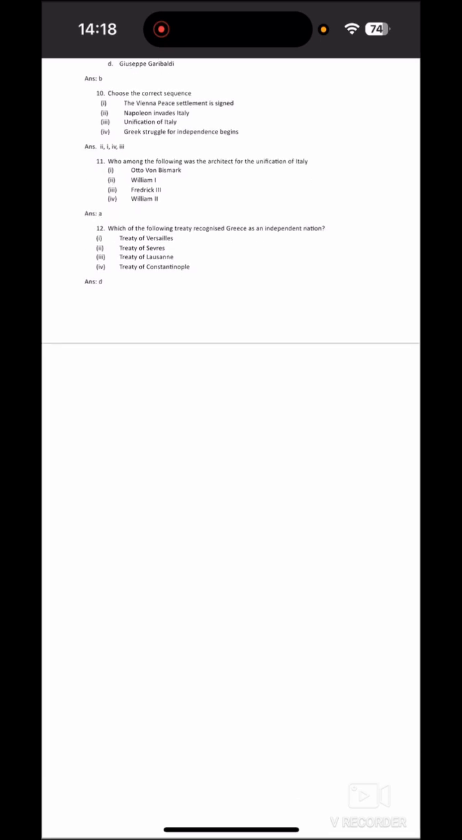Next, which of the following treaties recognized Greece as an independent nation? So according to which treaty, after the signing of which treaty, was Greece recognized as an independent nation? Treaty of Versailles, Treaty of Sevres, Treaty of Lausanne and Treaty of Constantinople. So the correct answer is Treaty of Constantinople.